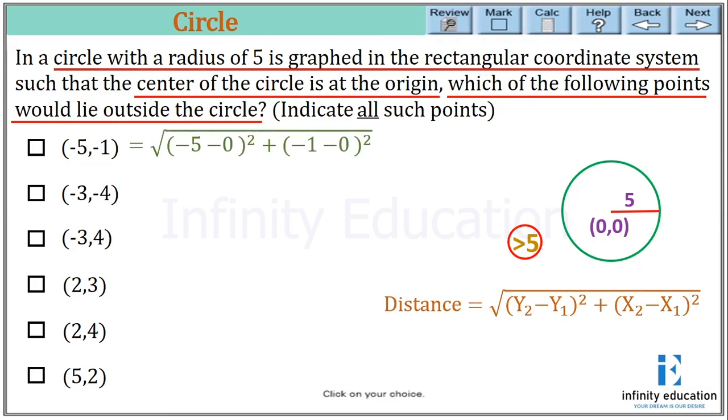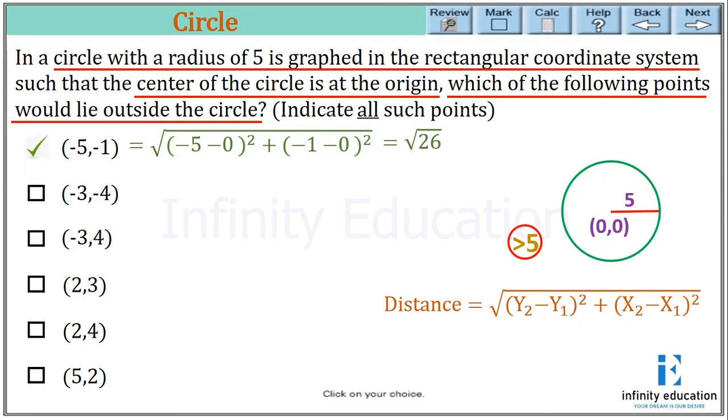So for the first one, the two points are 0, 0 and -5, -1. So we get the square root of (-5 minus 0) whole squared plus (-1 minus 0) whole squared. That is the square root of 26. So we know the square root of 26 is more than 5. So that should be one of the answers.